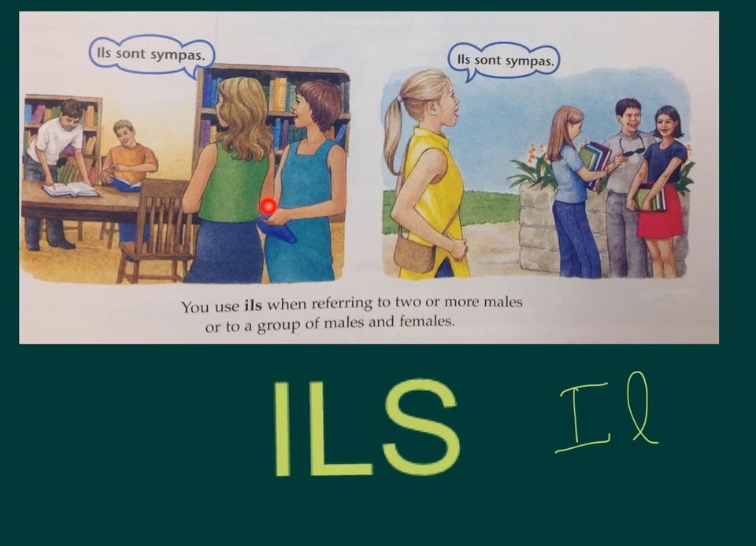So we have two different pictures here. Here, these two ladies are talking about these two boys over here. And they're saying, ils sont sympas. They are nice. Okay? And here, she's talking about this whole group of people. Note, we have one guy and we have two girls, but because there's one guy in the mix, you have to use the masculine. So, ils sont sympas. Okay, we'll see what the feminine looks like next.